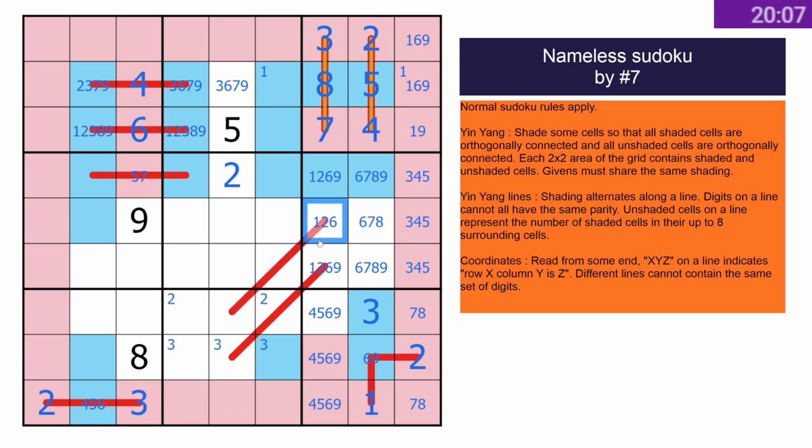If this cell is pink, that's maybe something to consider. If this cell is pink, then that's going to be a 6, isn't it? And the problem with that is, that would be 6. Exactly 2 of these would be blue. This would be a 1, 2, 6.